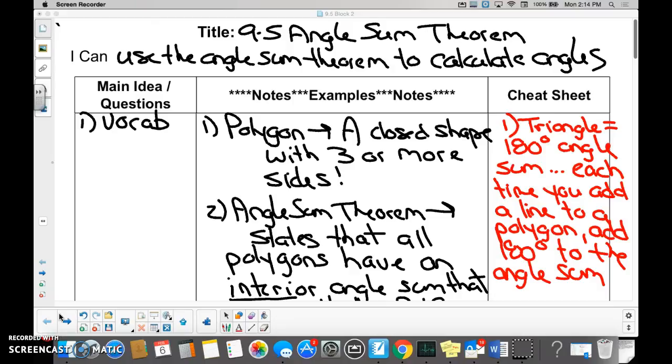I can use the angle sum theorem to calculate angles. So, thank you, Bilal. Very well done. Can you guys use the angle sum theorem to calculate angles? Yes. So not only can you use the angle sum theorem, but you can use the angle sum formula, which is what? What is the angle sum formula? I know it's not even up there yet.